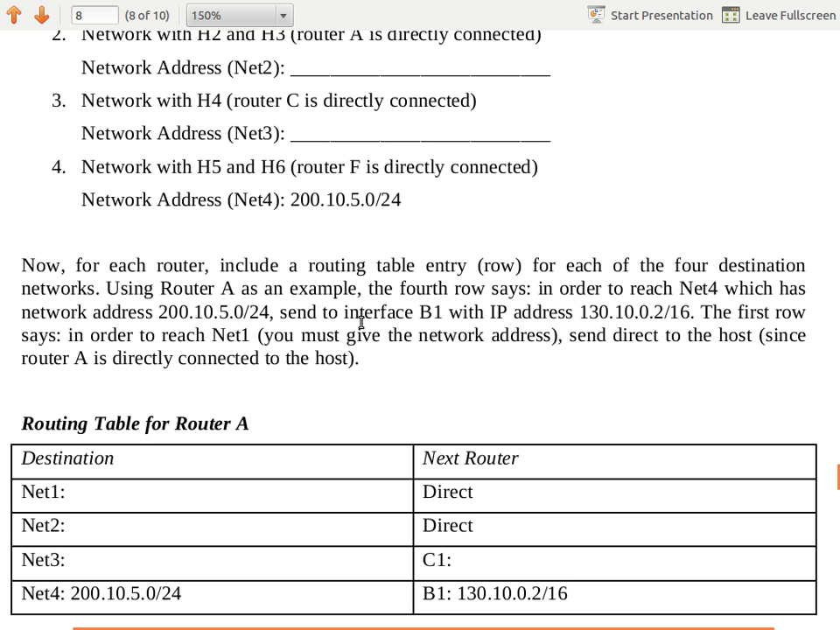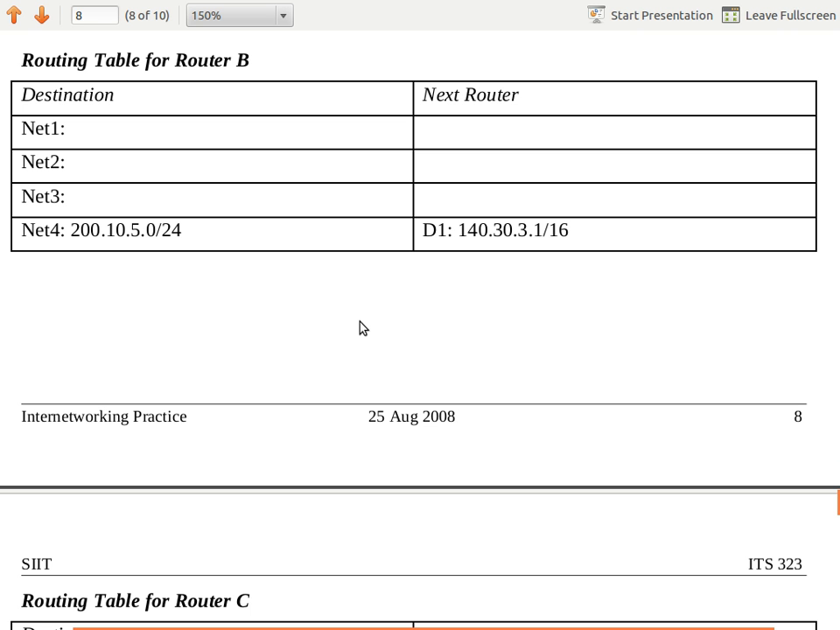If the destination is H5, it will send to B1. And if the destination was H4, I think it sends to C3. Or C1, sorry. And you will do that in practice for your exam for the other routers. Router B, C, D, E and F.